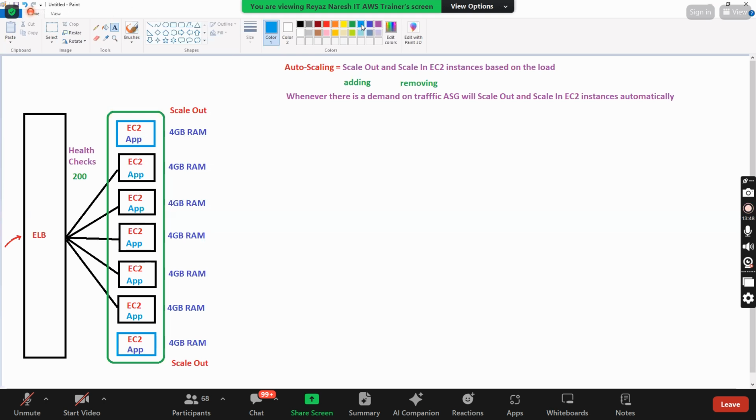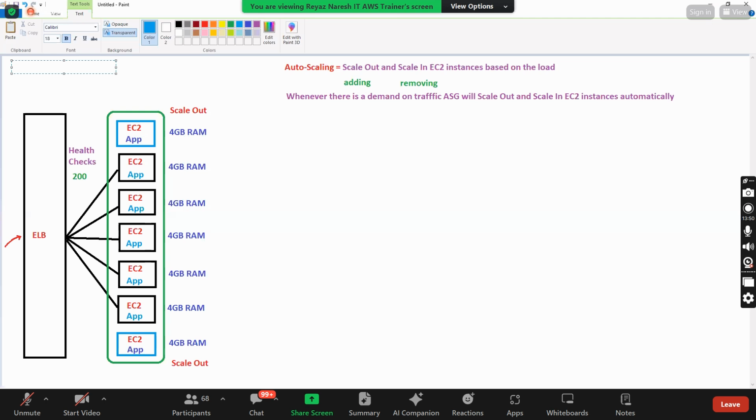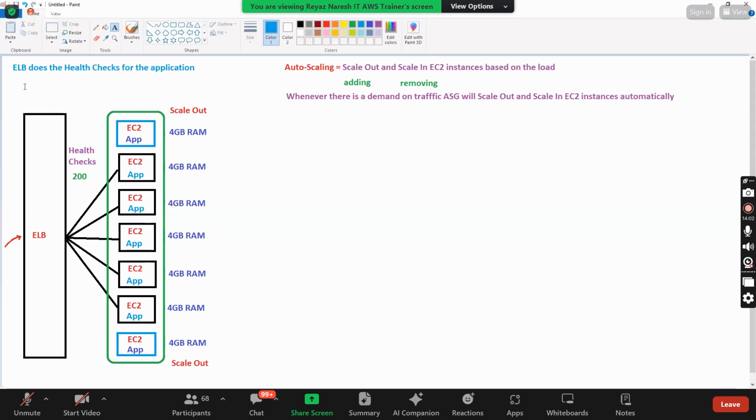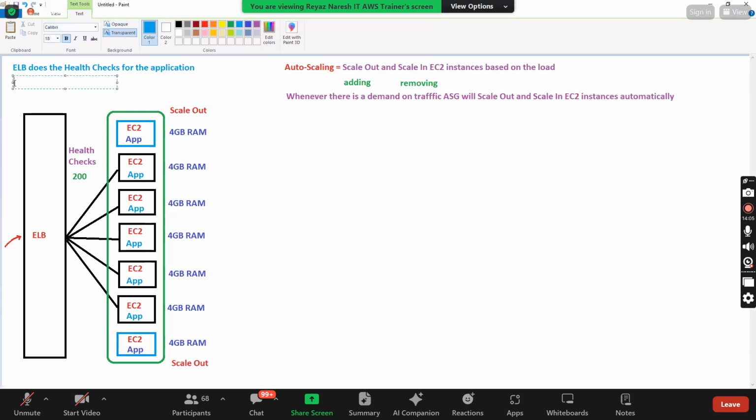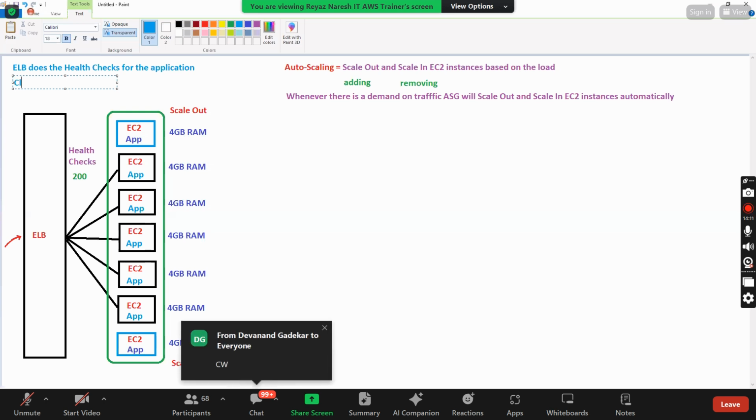Good. So here, ELB does the health checks for the application. And who monitors the EC2 instance? Which service monitors the EC2 instance? CloudWatch monitors the EC2 instance.